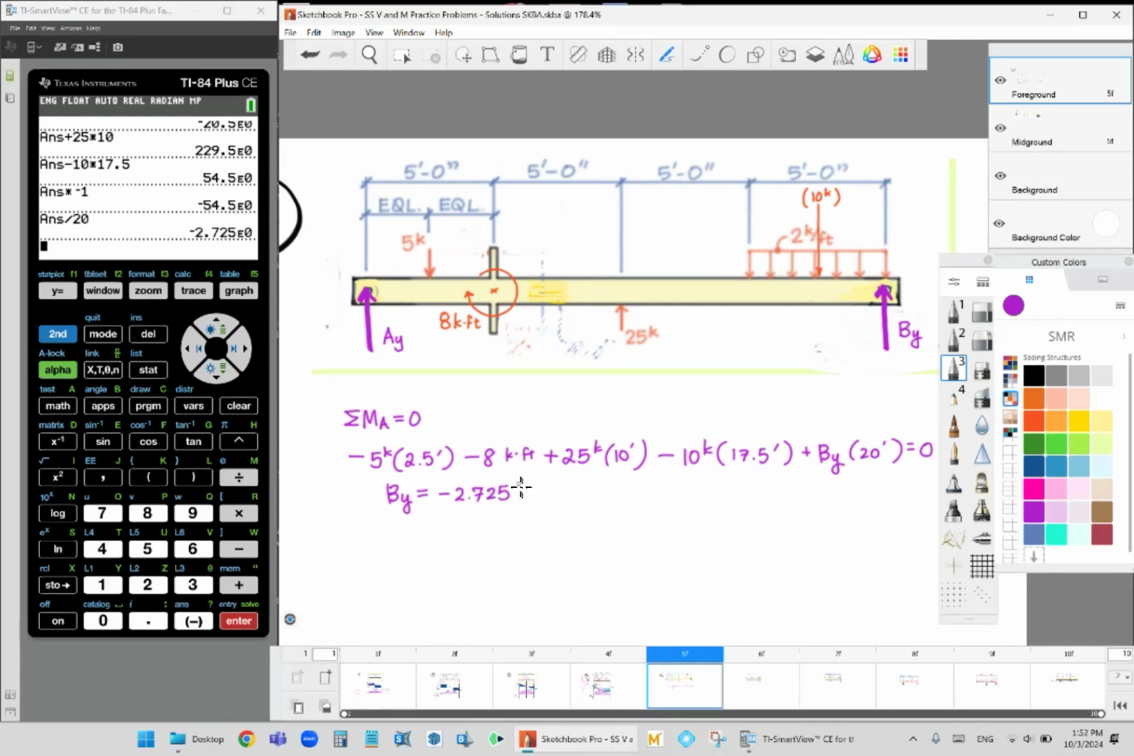And this is the point where we need to remember the sign convention: a negative sign here negates or reverses our assumption. So the best way to communicate this is just rewriting it: 2.725 kips down, and we can call that a final answer.